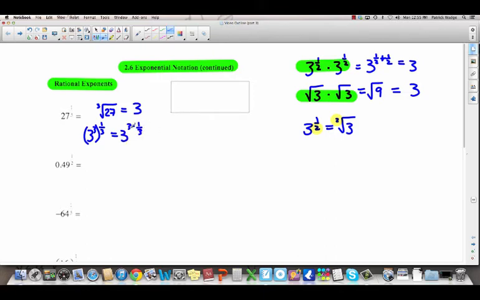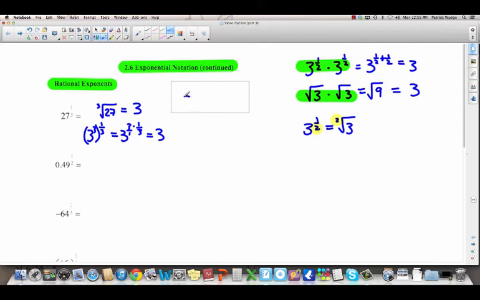How do you multiply when you have a whole number and a fraction? You turn the whole number into a fraction. So it's the same as 3 over 1. That gives you 3 to the 3 over 3. 3 over 3 is 1. So you end up with just 3. Exactly what we had there.